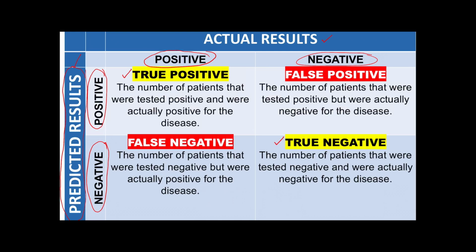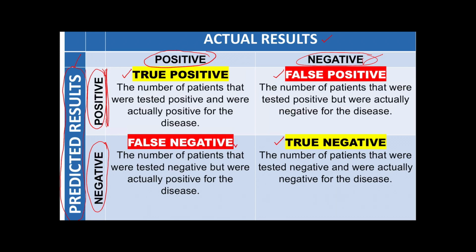How about this one? False positive. It means the number of patients that were tested positive but were actually negative for the disease. So what does it mean? To make it clear, false positive means you do not have the disease, or your diagnosis is you are negative for a particular disease, but the result shows that you are positive for the disease. So that is for false positive.